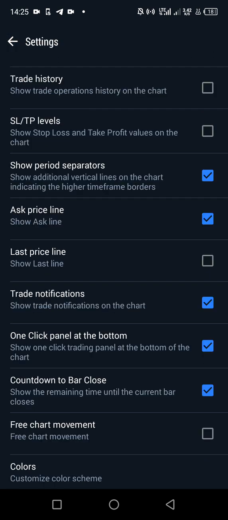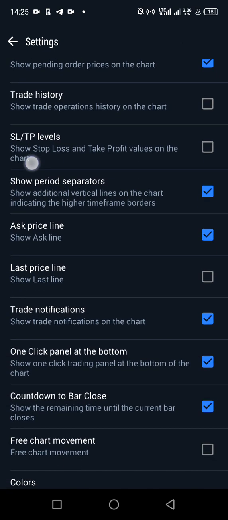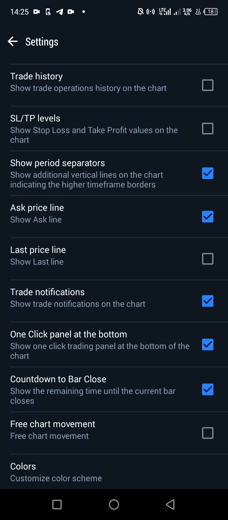So whenever you download your app as a beginner, just check in here, and feel free to play around. So now back to the app.